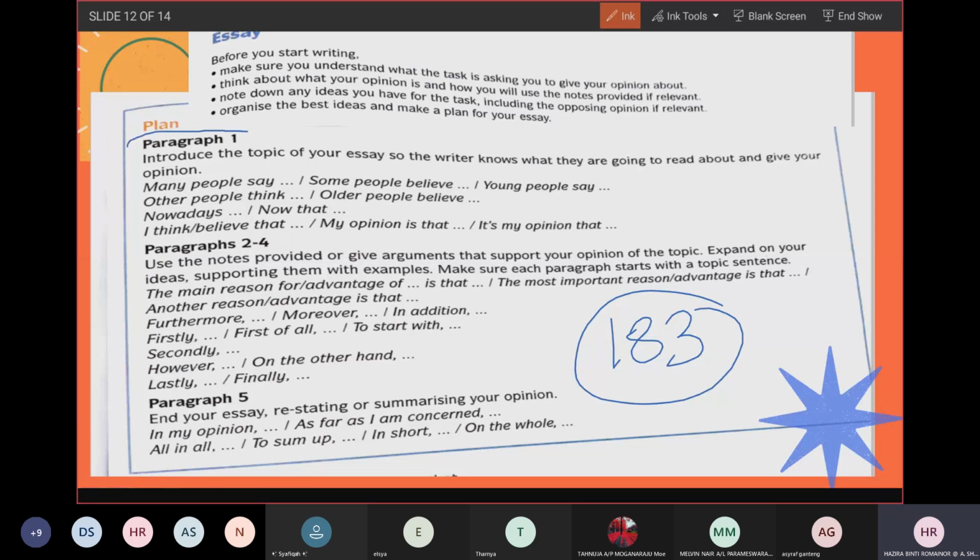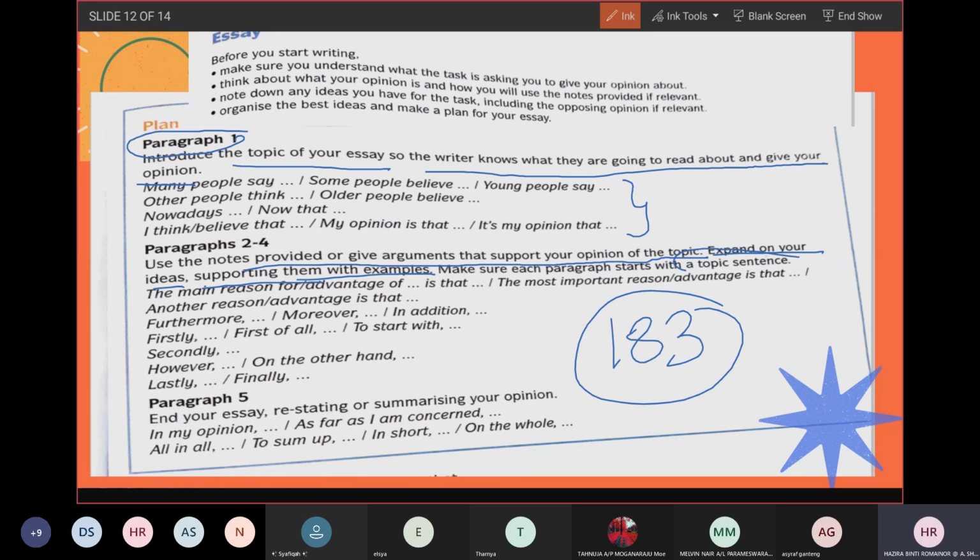So paragraph 1, introduce the topic of your essay so that the reader knows what they are going to read about and give your opinion. So you may use any of those phrases there to start your paragraph 1. Paragraph 2, 3, 4. Okay. This is to give your argument, your opinion of the topic, expand your ideas, kembangkan idea, support them with example dan juga beri contoh. Make sure each paragraph start with a topic sentence.